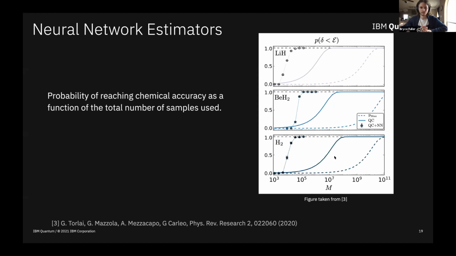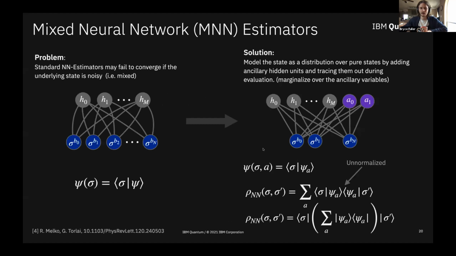Okay, so now I want to move on to how you would generalize this to not just target pure states. You might wonder what would happen if you applied a model like this to hardware, and you might worry that it may not converge if it can't model the actual underlying mixed state properly. So the solution to this is you can add additional hidden units to your restricted Boltzmann machine. And then essentially you're tracing out over those units in a special way that I won't have time to detail in this talk.